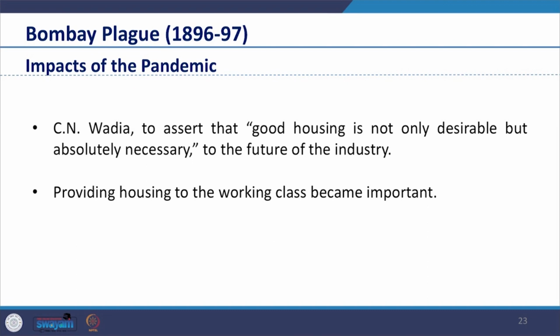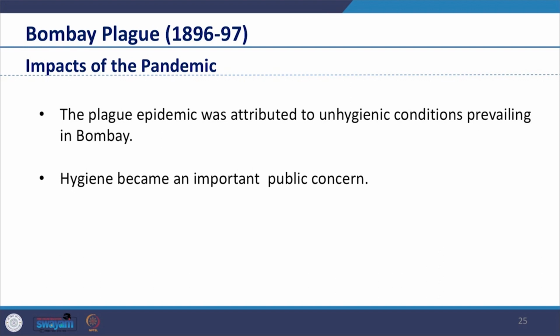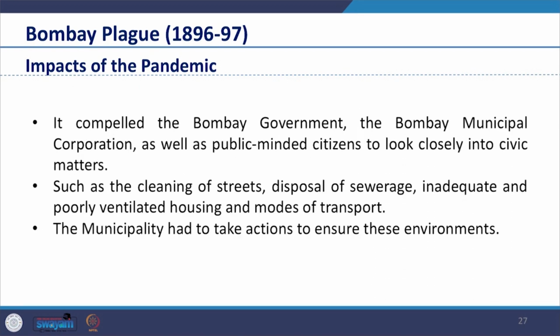So, we see here how providing housing to the working class became important. The plague epidemic was attributed to unhygienic conditions prevailing in Bombay. We see hygiene became an important public concern. It compelled the Bombay government, the Bombay Municipal Corporation as well as public-minded citizens to look closely into civic matters such as cleaning of streets, disposal of sewerage, inadequate and poorly ventilated housing and modes of transport. The municipality had to take actions to ensure these environments.